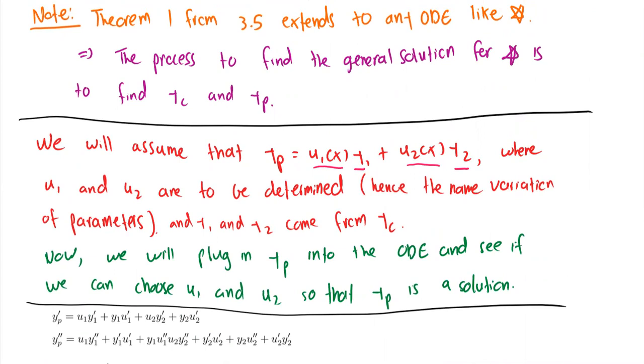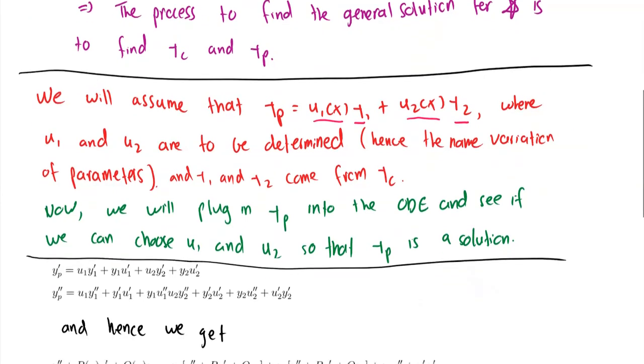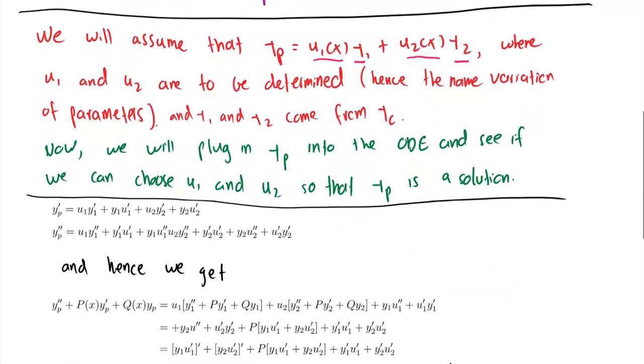Okay, so it's a second order ODE, so we're going to need to find the first derivative of y sub p and the second derivative. So I found them, and we're going to have to use the product rule because we have products of functions of x, but you can do this. It's just calc 1. Now I'm going to plug it into my ODE.